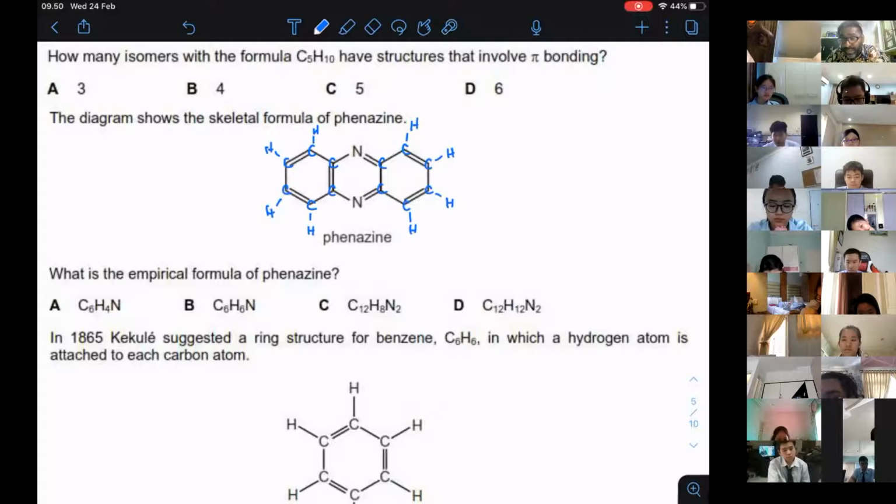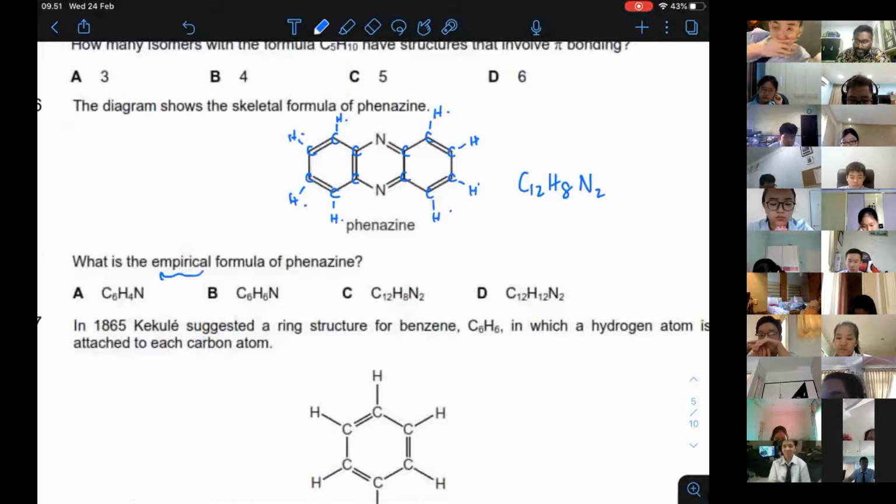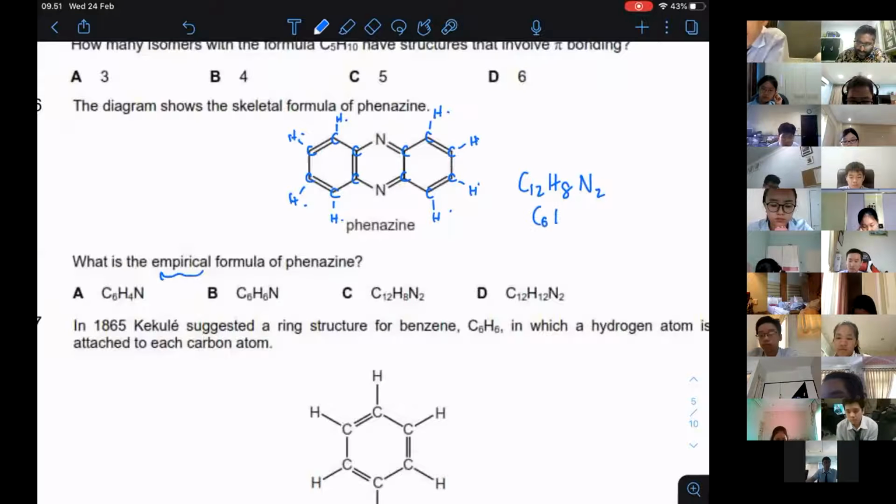So here you can see how many carbons you have. You count 1, 2, 3, 4, 5, 6, 7, 8, 9, 10, 11, 12. So I have a total of 12 carbons here, so C12. How many hydrogens do I have? I count also 1, 2, 3, 4, 5, 6, 7, 8. And how many nitrogens do I have? I have 2. They are asking for the empirical formula, the simplest ratio. So divide by 2: C6H4N.